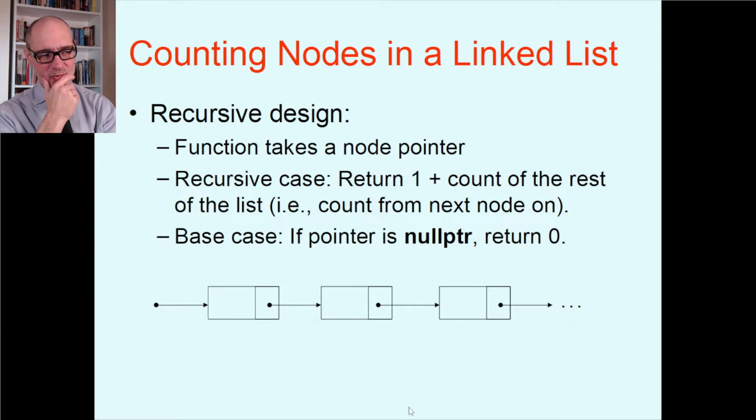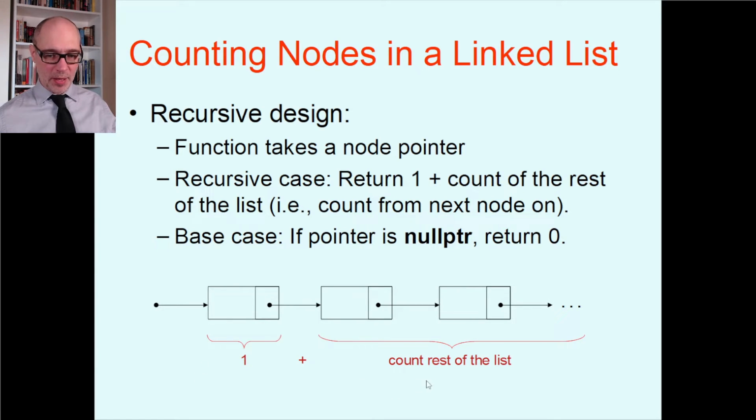Okay, so I'll have a linked list like this with a bunch of nodes, and right now I don't know how far it goes on. So the function that we're designing here, I'm going to pass in this pointer to the first node in this picture. So I'm going to count that as 1, obviously, and to that 1 I need to add a count of the rest of the list. How's that going to work? Well, I'm going to take the next pointer and just pass that into the function that we're talking about.